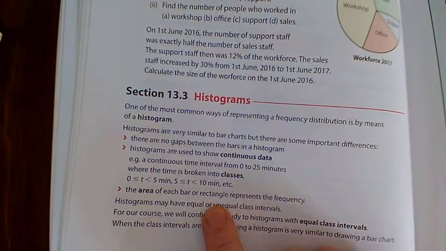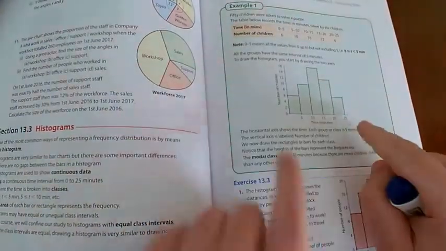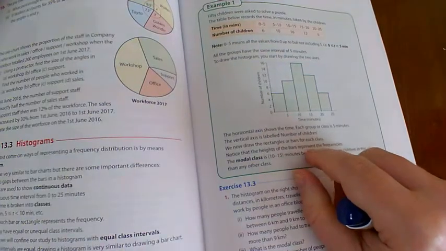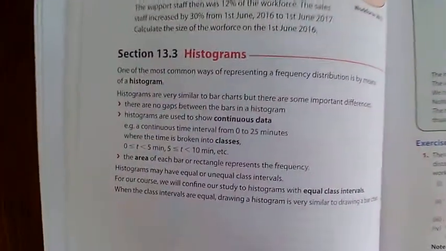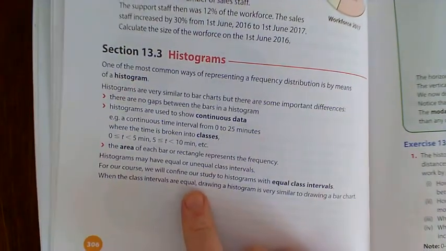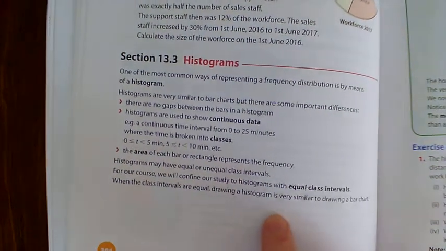The area of each bar rectangle represents the frequency. If you move on to further maths, which is not actually in the Leaving Cert either, the bars might be different widths, and that would have an effect on how many people are in it. But in our course, it's just going to be the same width. So it's actually quite simple. You will be asked again for the modal class. So I've already said that ours will be equal widths.